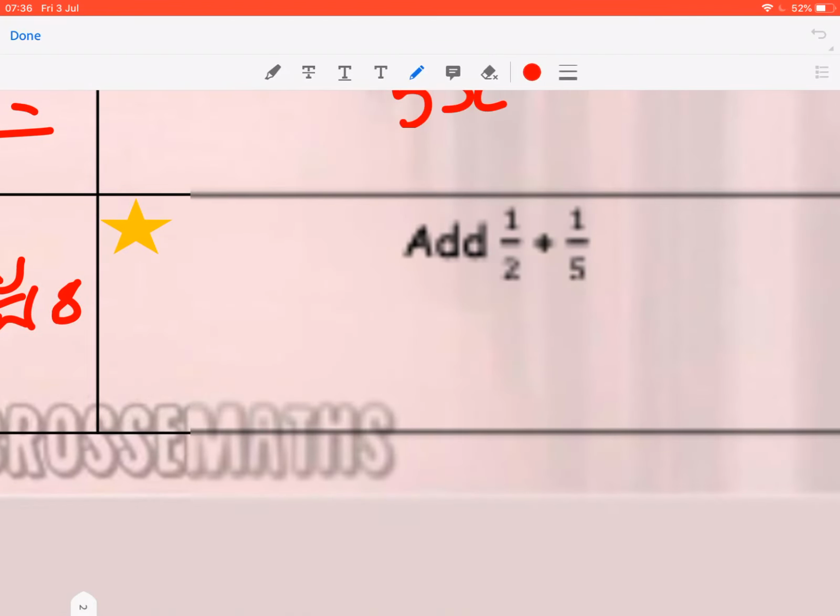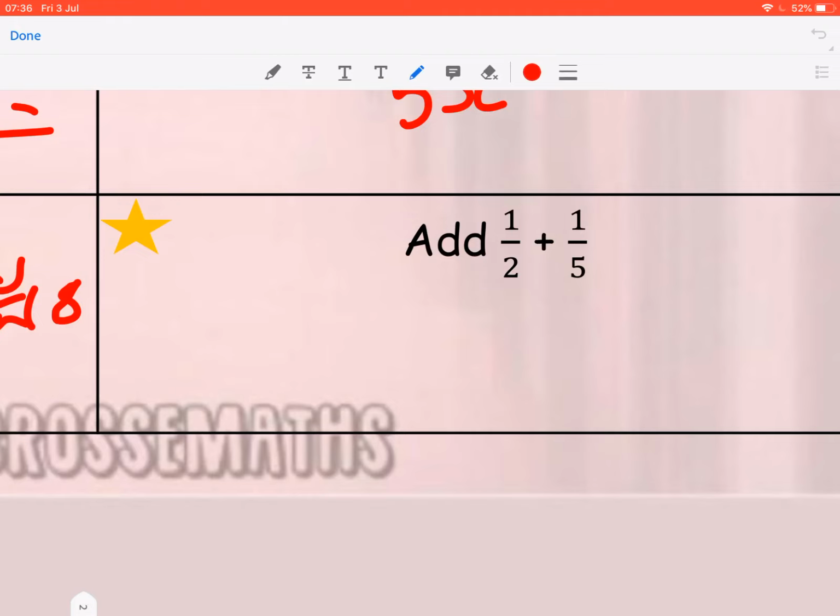Last one, okay, adding fractions. Okay, if you're not sure how to do these, I've got a whole video on it. I've got 2 videos on it actually. It's worth looking at that.